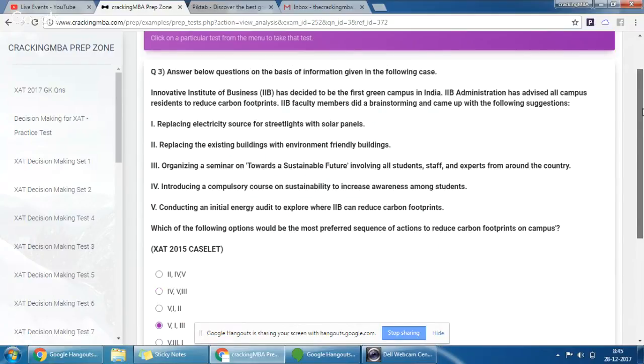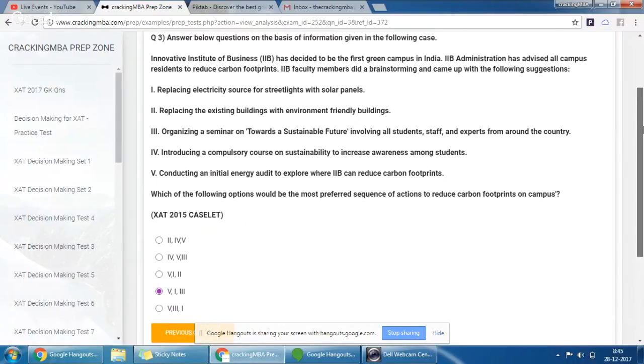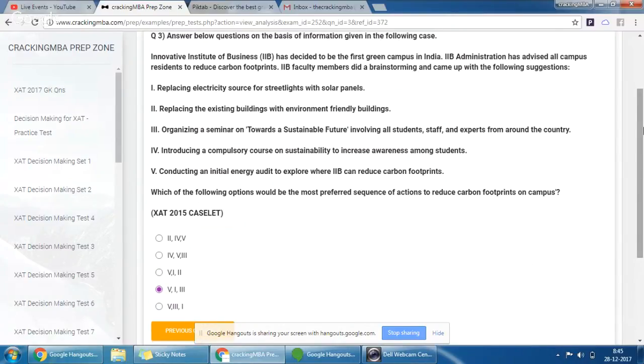So let us decide from our side what the answer should be. Let us debate what could be the correct answer in this case. Most probably, the most preferred sequence of actions. I would say replacing the electricity source for streetlights with solar panels is a good idea, right? Replacing existing buildings with environmentally friendly buildings is something that is debatable. Organizing a seminar involving all students is a good idea. Introducing a compulsory course is not a great idea. Conducting an initial audit is perfect.